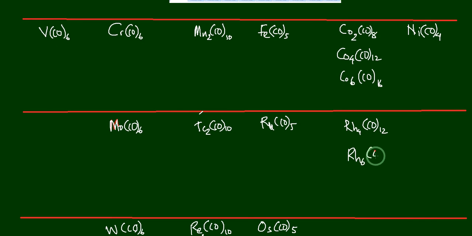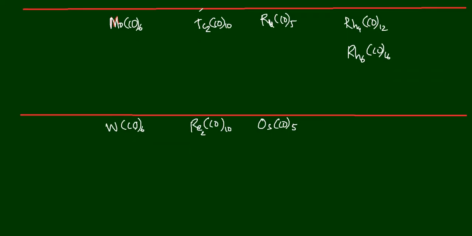Rh6(CO)16, it is like Co6(CO)16. So it is very easy to remember these things. Then when we are coming to the next row, that is the third row, then we have iridium there.